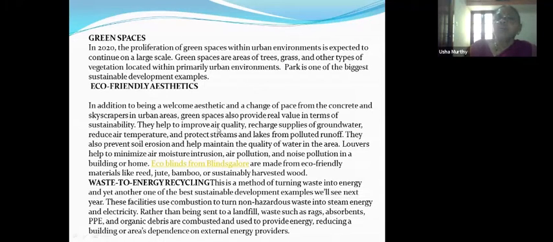They improve the air quality, recharge supplies of groundwater, reduce air temperature, and protect streams and lakes from polluted runoff. They also prevent soil erosion, help to maintain the quality of water in the area, and help to minimize moisture intrusion, air pollution, and noise pollution in any buildings or homes. So eco bins are made from eco-friendly materials like reed, jute, bamboo, or similar. Sustainability, absolute. Of course, this is waste to energy recycling.